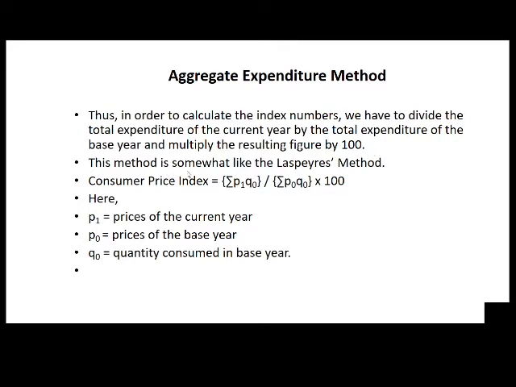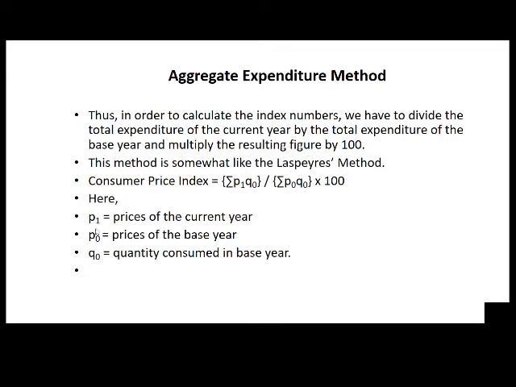This method is somewhat like Laspeyres' method. Consumer price index is equal to sigma P1Q0 divided by sigma P0Q0 into 100. That means we are repeating Laspeyres' formula.